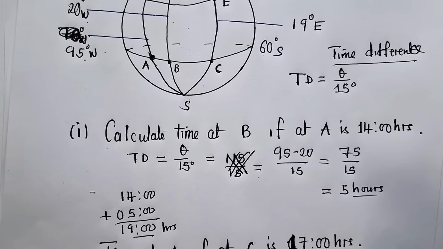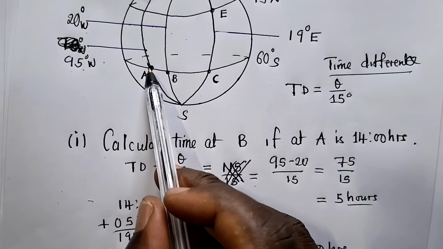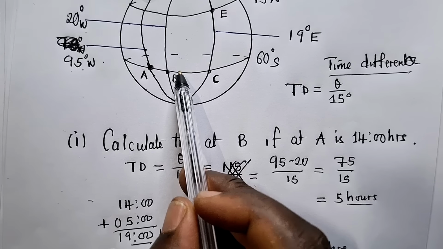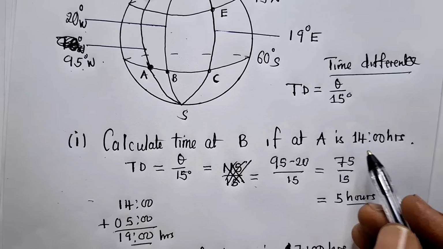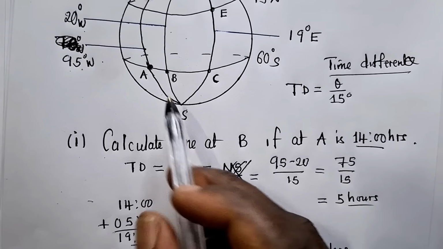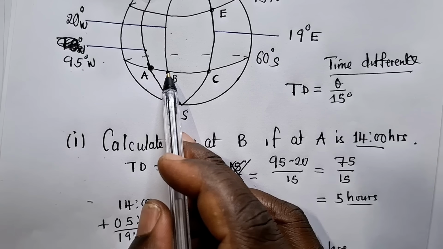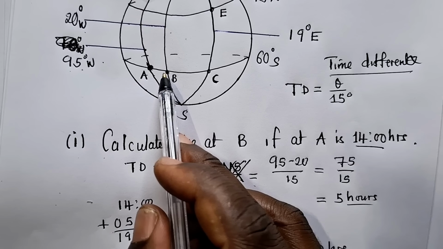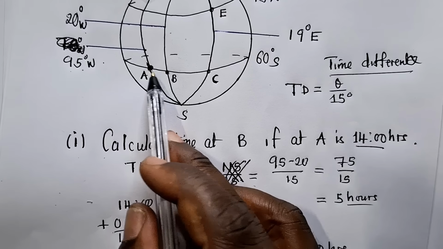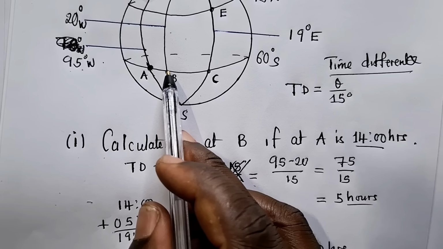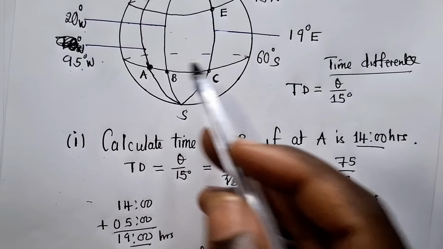Now the question must be, how are you supposed to know when to add and when to subtract? So when you're coming from left to right, you add. So this A, where they've given us the time to be 14, is to the left-hand side, and the time that we are looking for, it's at B, which is to the right-hand side. So from left to right, you add. From right to left, you subtract.